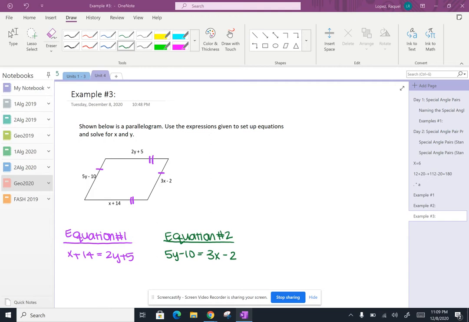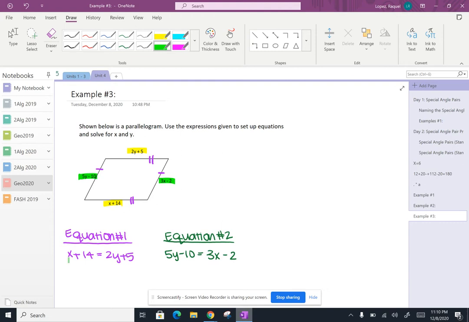As you can see, I've already marked out my diagram with tick marks to show that my opposite sides are congruent. And I've already set up my two equations. One of my equations is x plus 14 equals 2y plus 5, and that's the purple equation. The other equation is 5y minus 10 equals 3y minus 2, and that's the equation written in green.